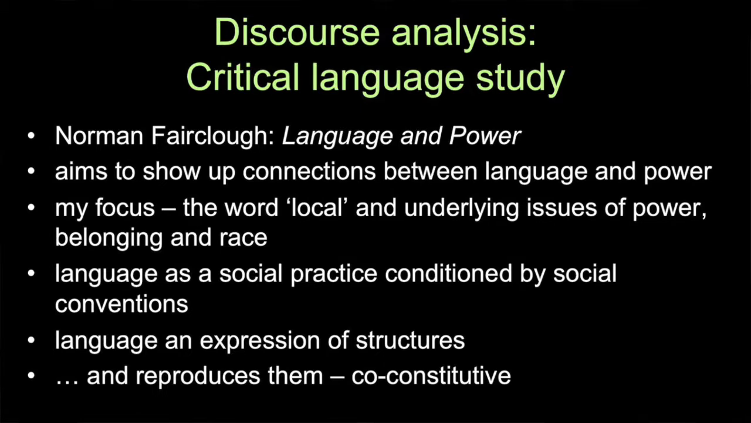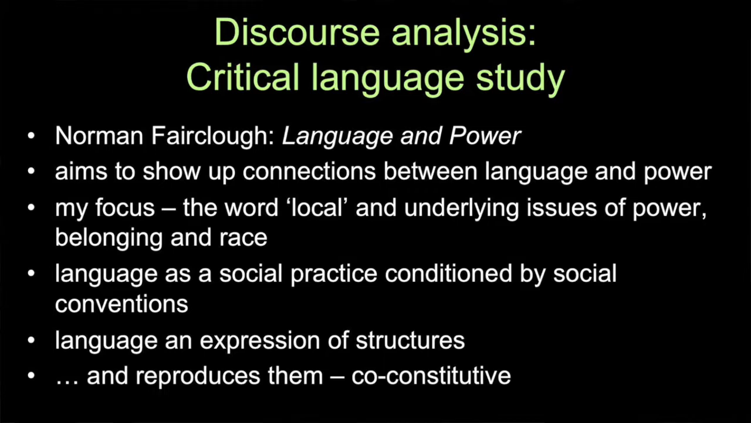So what he's interested in is showing up connections between language and power. That is clearly useful in this situation because there's some contest over place, and it's a contest around power as well. My focus was looking at the word local and underlying issues of power in that. And so what I'm doing here is taking that content analysis, that histogram, and one of the columns in the histogram, and saying, okay, what does this column contain? What are the texts in this column? And what themes can I get from these instances of the use of the word locals? So I'm interested in ideas of belonging and race in particular. And so clearly this is an issue around language and power.